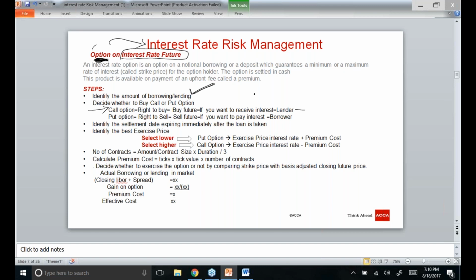Put option. Put option means right to sell. What you want to sell, obviously, this is the option on future, so you want to sell the future. And when you are going to sell the future, you want to pay interest, and who will pay interest? The borrower. So for lender you will use call, and for borrower you will use put.